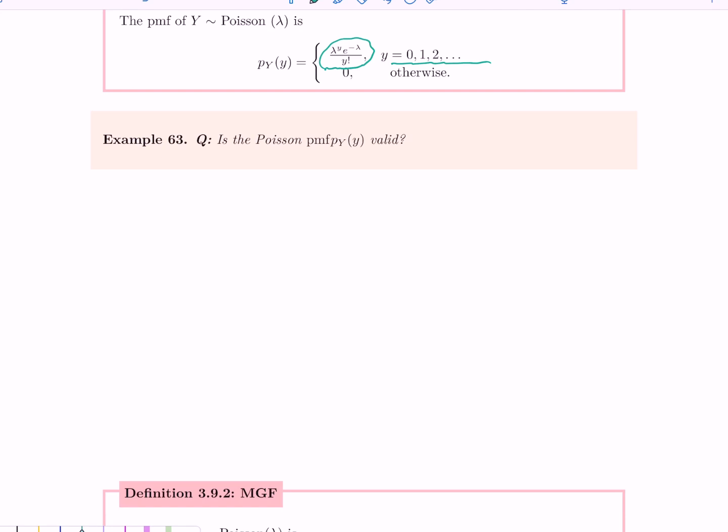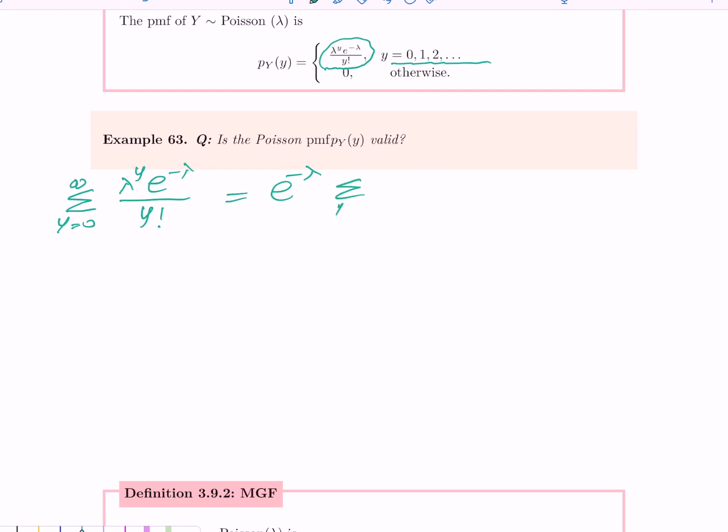You know Poisson is discrete and y goes from 0 to infinity. So the mass function is lambda^y e^(-lambda) divided by y factorial. So we need to check if this sum is 1, right? If this is equal to 1, then we can say it is a legitimate or valid PMF. Okay, e^(-lambda) is a constant. You can pull it out.